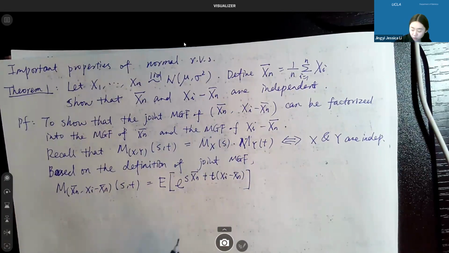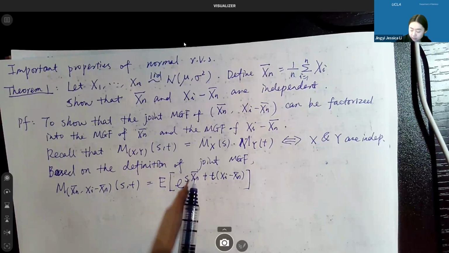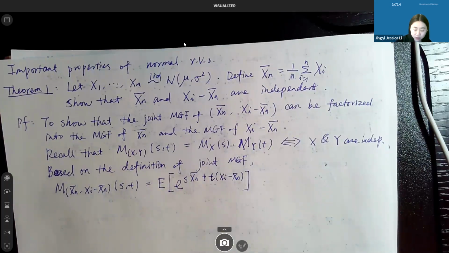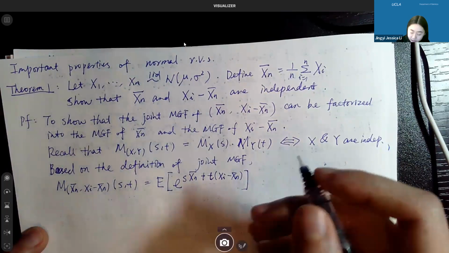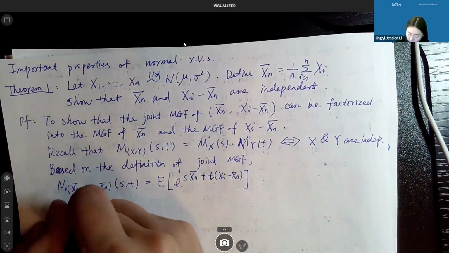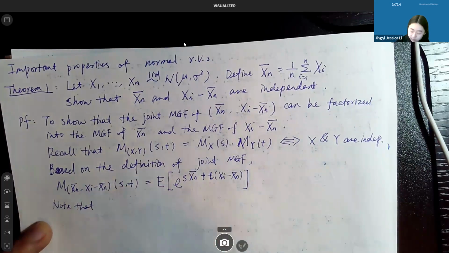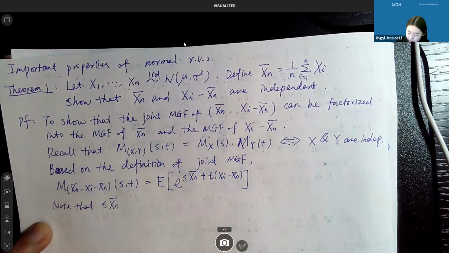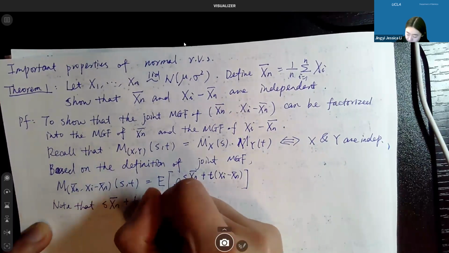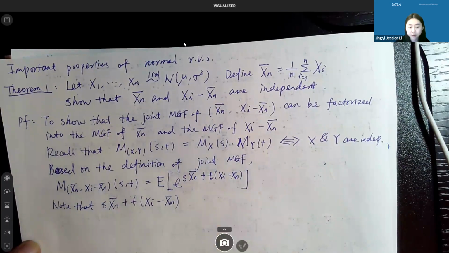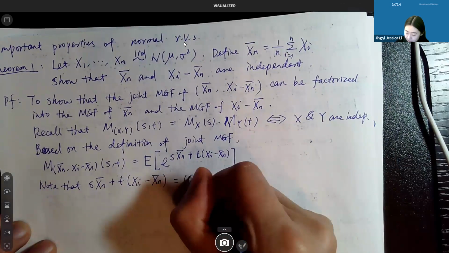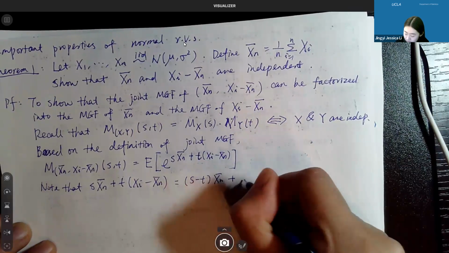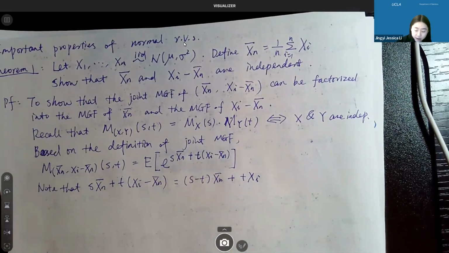So the question is, how do we open this up? How do we compute this? We know that X_n bar is based on X_1 to X_n, the average, so we need to use that. In order to simplify the power here, we write s times X_n bar plus t times X_i minus X_n bar. I first try to combine the similar terms. The similar term here is X_n bar. So I would have s minus t times X_n bar plus t times X_i.